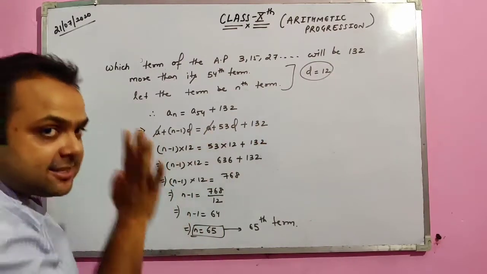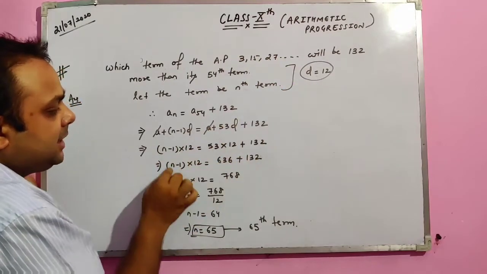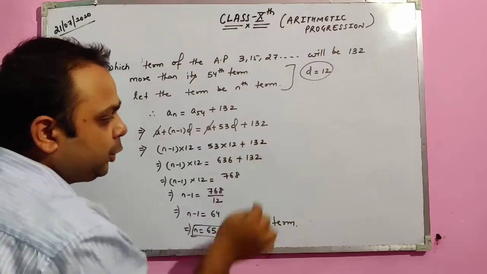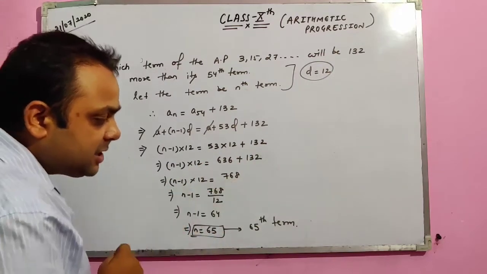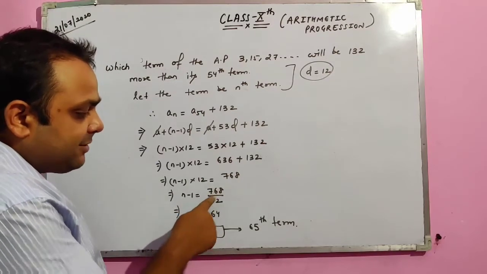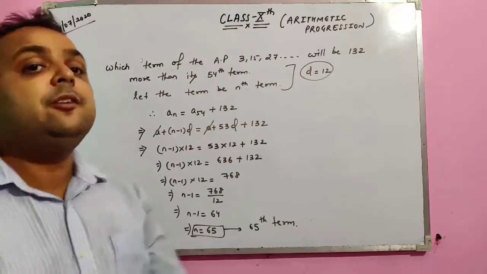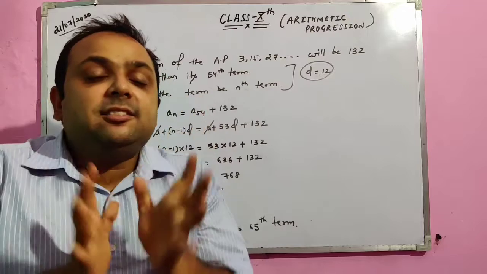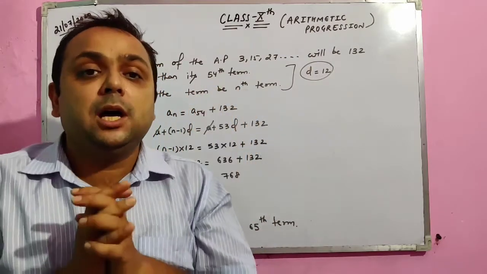A and a are cancelling each other. The value of d in this AP is 12. Just applying this, (n minus 1) into 12 is equal to 53 into 12 plus 132. Calculating, we get (n minus 1) into 12 is equal to 768. n minus 1 is equal to 768 divided by 12. So the value we get is n is equal to 65. So in this way we can calculate the nth term for a particular AP, given some conditions in the question.